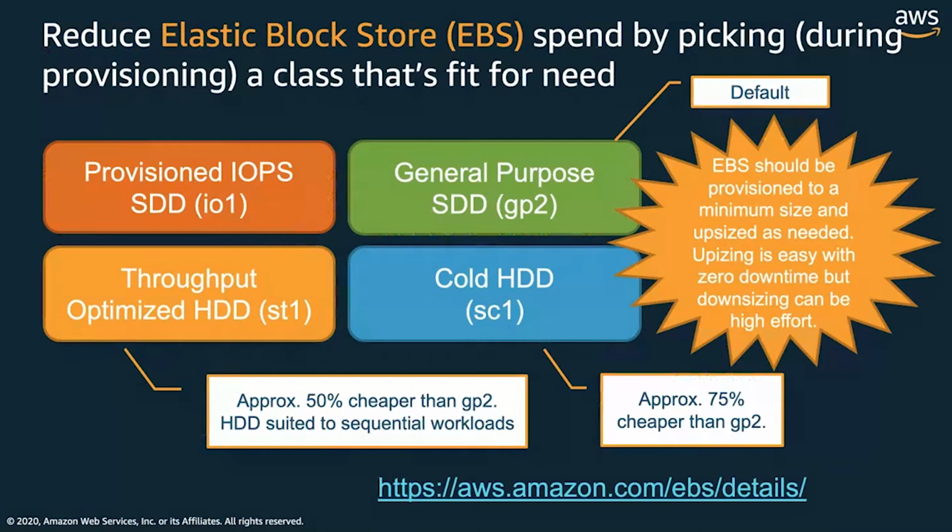You might need the two categories underneath, which are hard disk-based storage. So our throughput optimized hard disk, what we refer to as ST1, is 50% more cost effective. Our cold hard disk storage, our SC1 category, is 75% more cost effective than GP2. So again, think about the workload, think about what it needs to run on at any point in time to make it more cost effective.